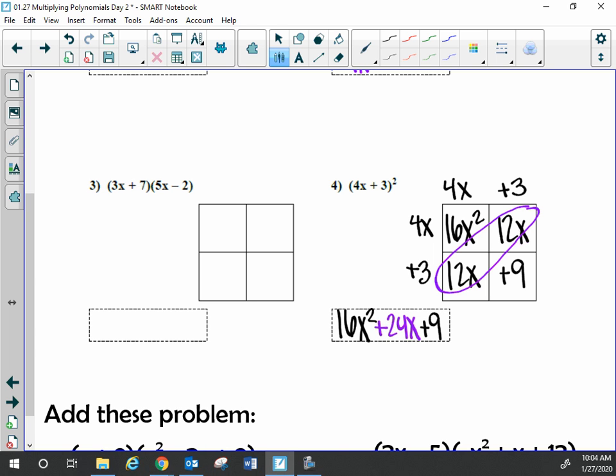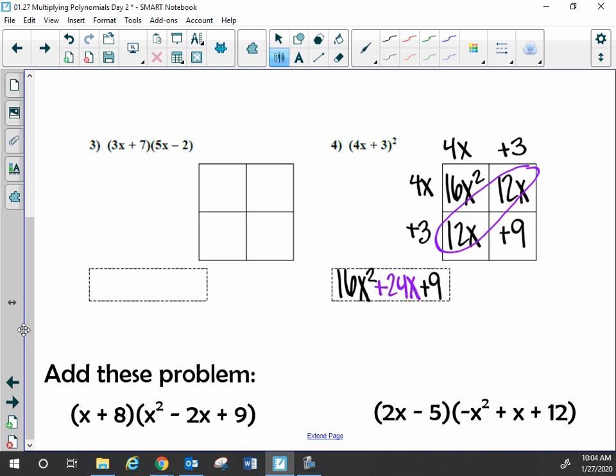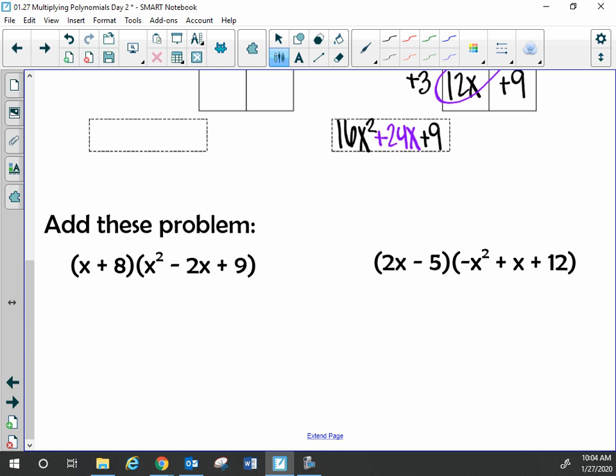Kind of. Okay. Now, add these two problems to the bottom of your page. You're not going to have a whole lot of space for them, but add these problems to the bottom of your page. And I'm going to go ahead and get that first one started with you, but you're going to be able to figure it out. I'm sure of it. Okay? So, how are these problems different? It's a trinomial. Good. I have a binomial times a trinomial. So instead of having a 2 by 2, I have a 2 by 3.